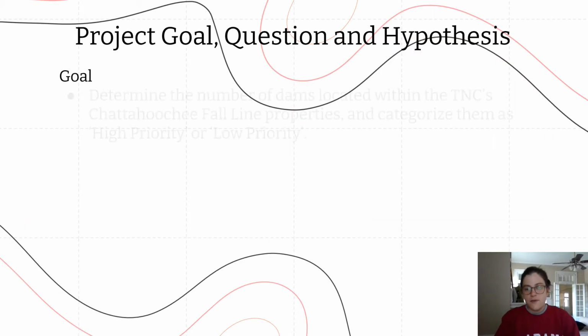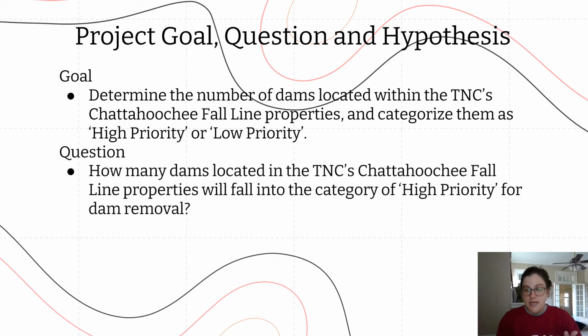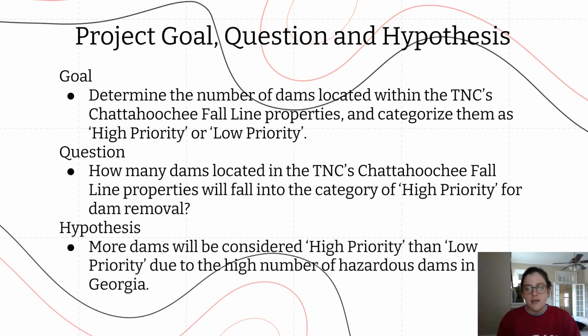Okay, so my goal for this project is to determine the number of dams located within the Nature Conservancy's Chattahoochee Fall Line properties and categorize them as either high priority or low priority for removal and restoration. So my question is how many dams located in the Nature Conservancy's Chattahoochee Fall Line property will fall into the category of high priority for dam removal? And I hypothesize that more dams will be considered high priority than low priority due to the number of hazardous dams that are in Georgia.